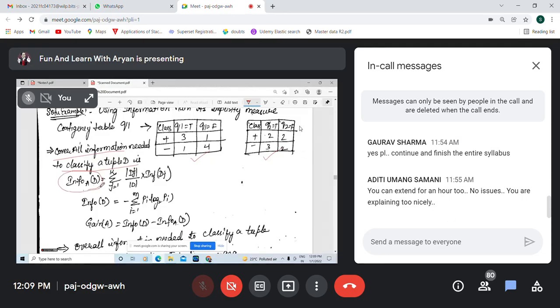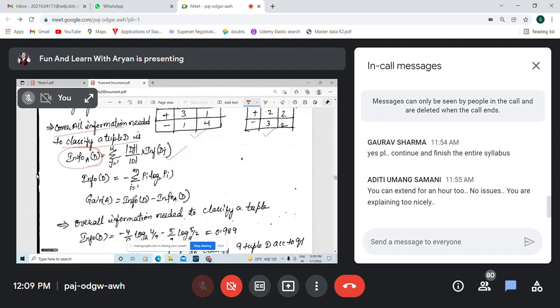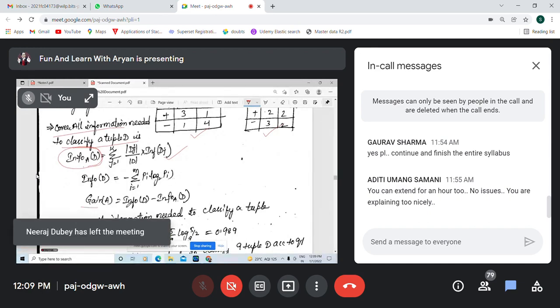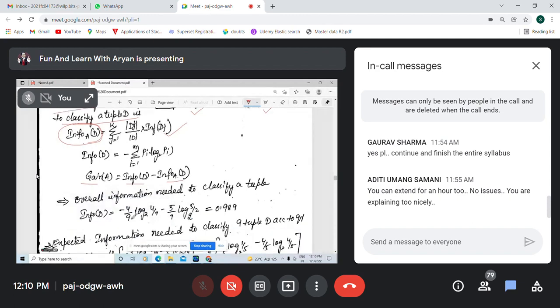Overall Gini. First calculate overall information. The overall information formula is this. Okay. And your gain will be overall information minus information after splitting. So first let's calculate overall information.